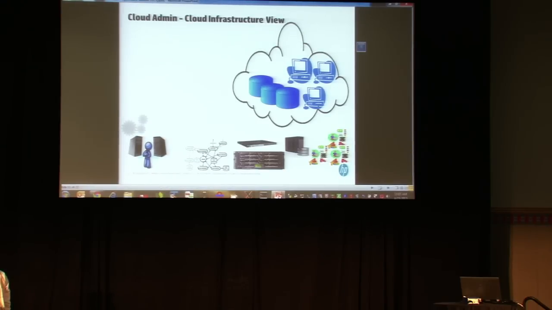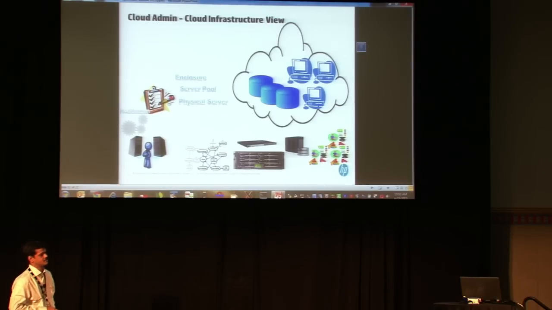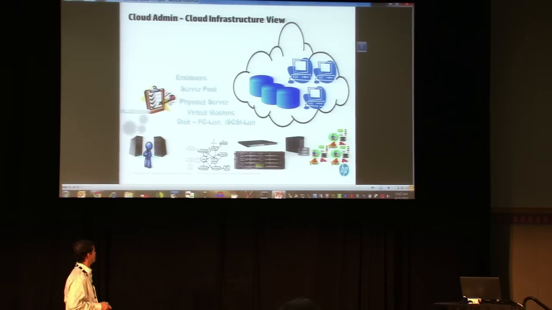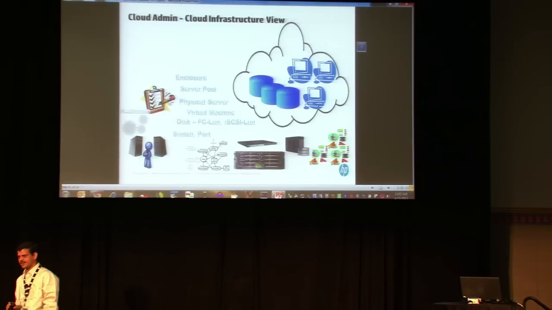So similarly, when I get onto the cloud infrastructure, a client admin will want to know what the cloud infrastructure is built on. What is the enclosure you have, the server pool you have, the physical server and the virtual machines, what disk, whether it's an FC LUN or an iSCSI LUN you have used, what switch and port it is connected to, and there are a lot of physical server or physical hardware details which are available, and there is a lot of opportunity here to provide this kind of data in the inventory.